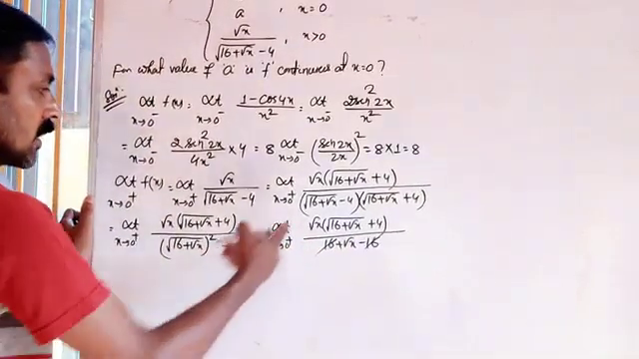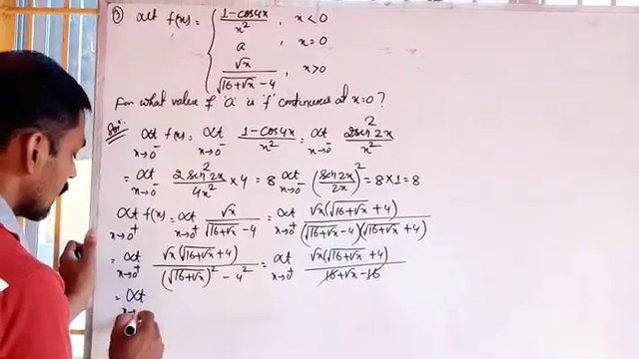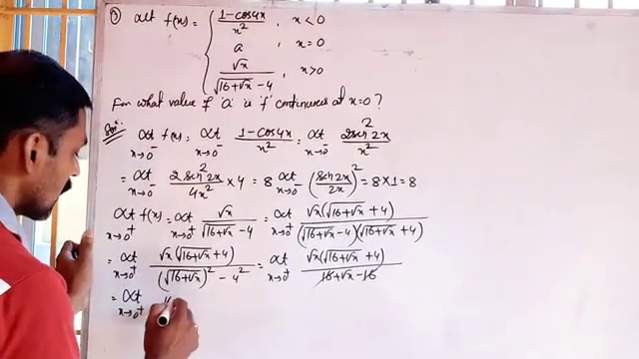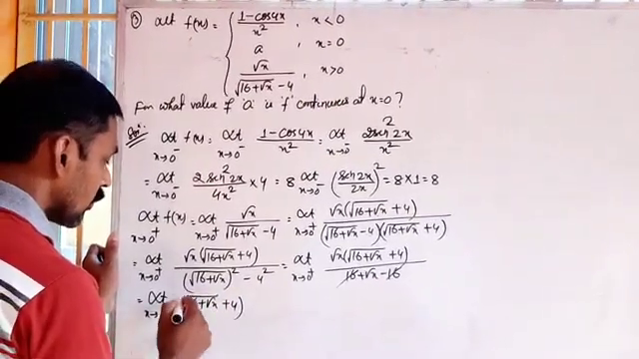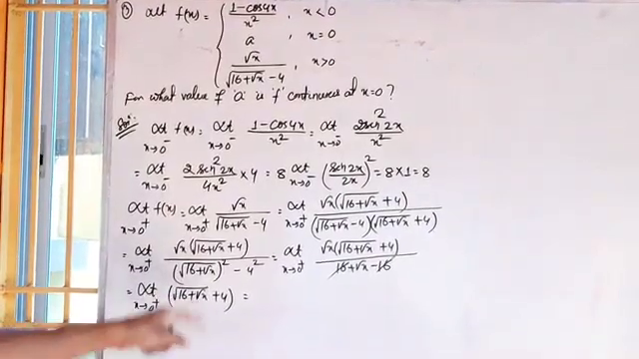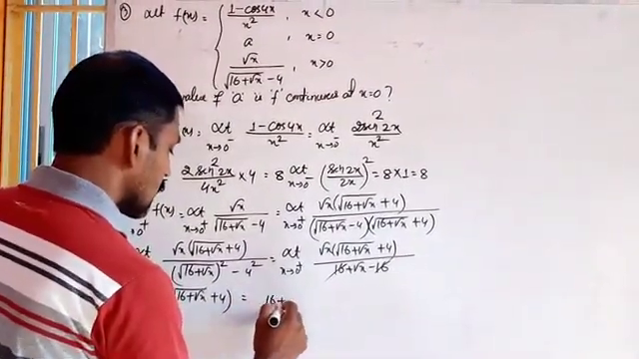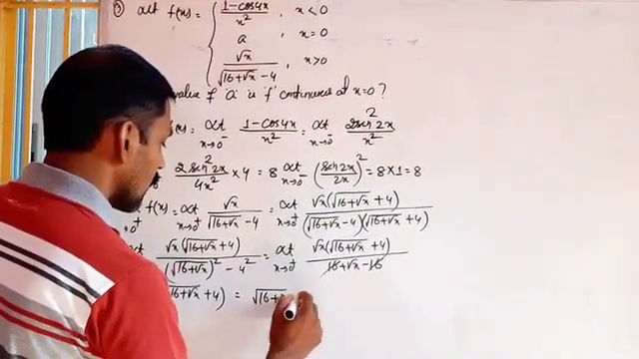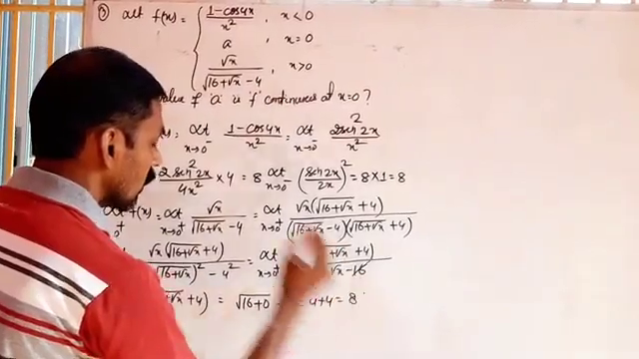Denominator is only root x. So these two root x from numerator and denominator will be cancelled. So it is x tends to 0 plus, 16 plus root x whole root over plus 4 only. Now again it is an algebraic function, so you can put x equal to 0 directly. So it will become 16 plus 0 root over plus 4. So it is 4 plus 4 is equal to 8.